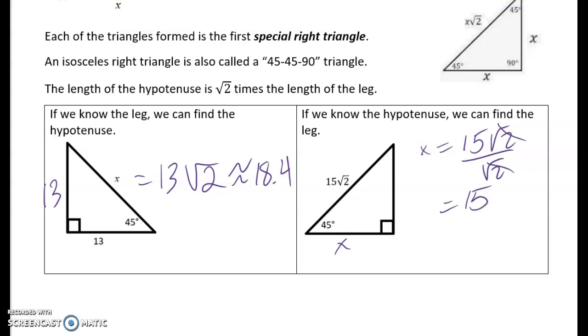Now, if you had any other number, like 10, 11, 13, whatever, you would simply divide it by the square root of 2. And you could approximate that in the calculator, or you could leave it like that. Okay? Let's look at our second special right triangle.